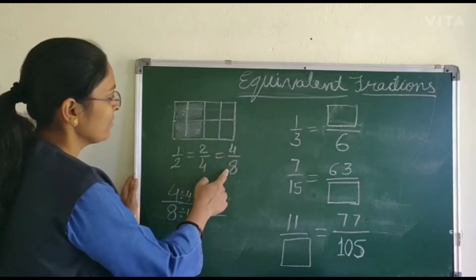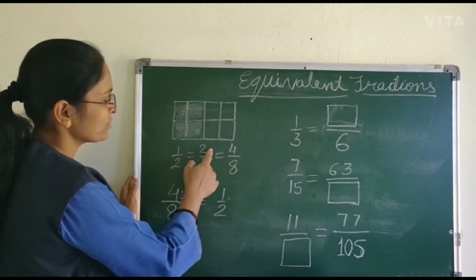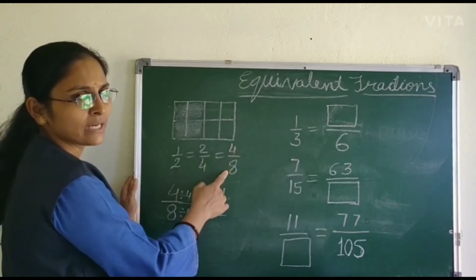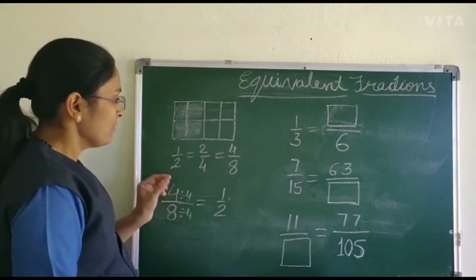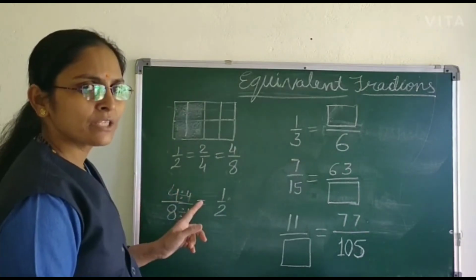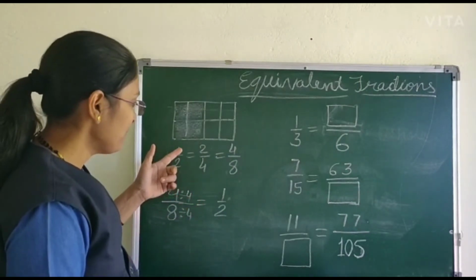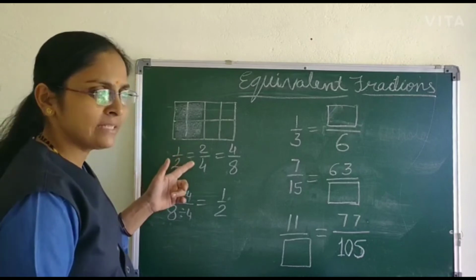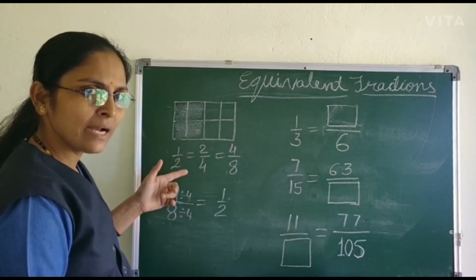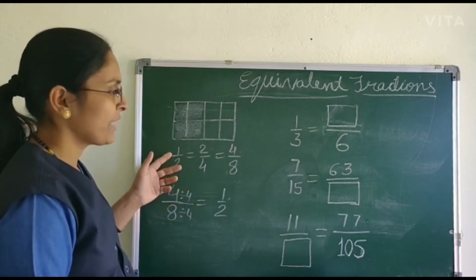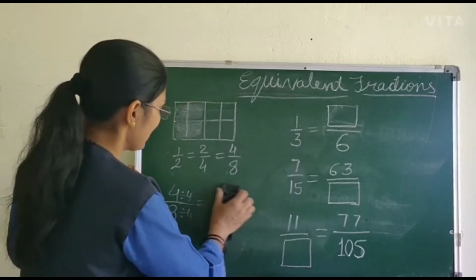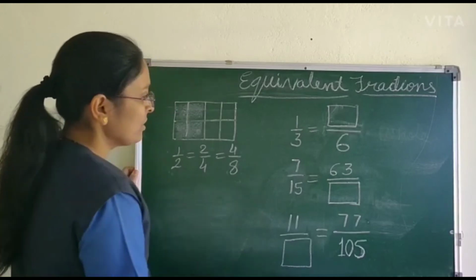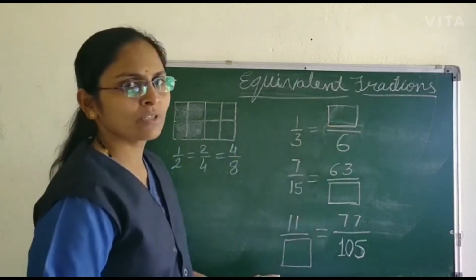Similarly, if I want to convert 4 upon 8 to 2 upon 4, I have to divide the numerator and denominator by 2. That means we can obtain an equivalent fraction by multiplying or dividing the numerator and denominator of the fraction by the same number. So we will use this concept to fill these boxes.